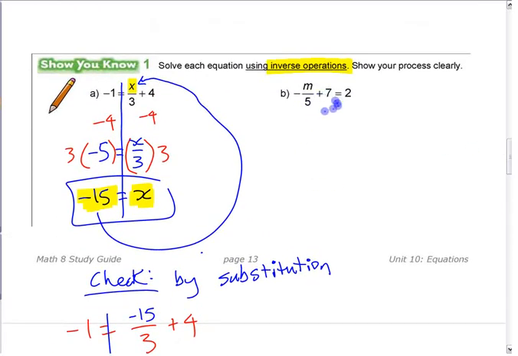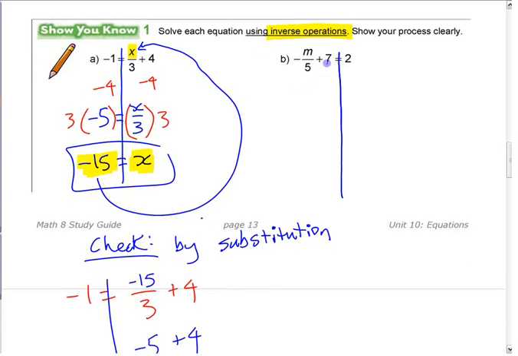This one has, I guess, a couple of differences. What's one difference? It's on a different side. This stuff's on the left. I want you to get comfortable with either side, whichever side the x is on. It doesn't matter. Let me make this bigger so we can see it.